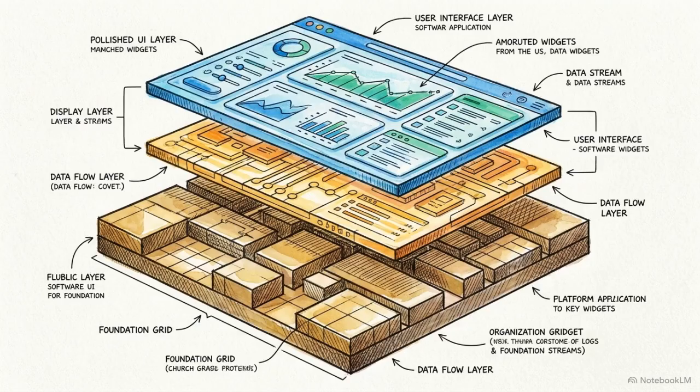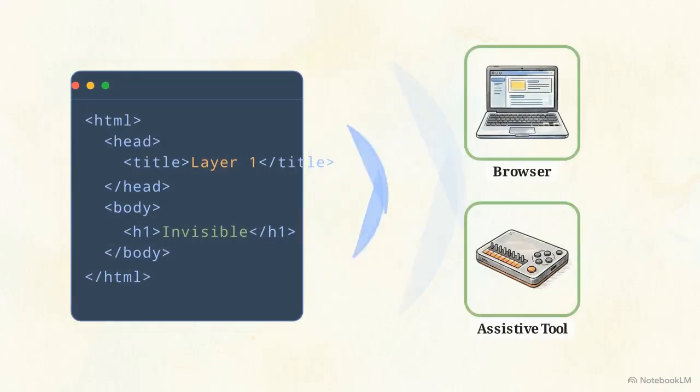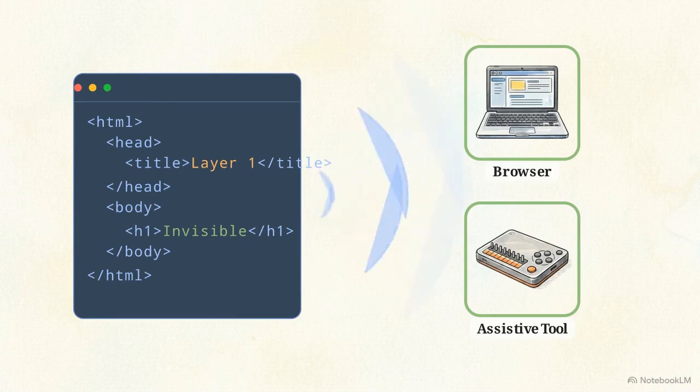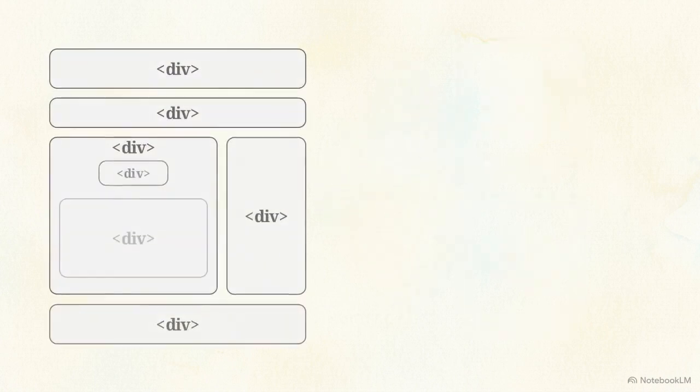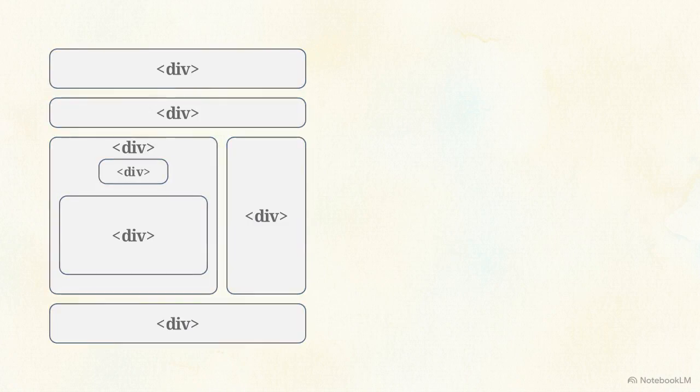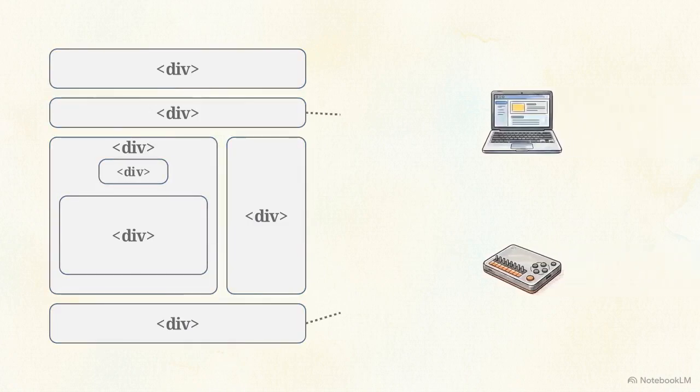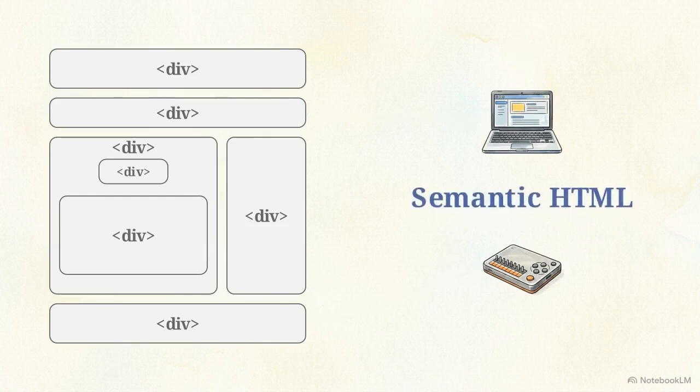The deepest layer of any application lives entirely out of sight from the end user. This underlying HTML markup communicates directly with browsers and assistive tools. If you build a user interface entirely out of generic div tags, you give the browser a page full of identical, meaningless boxes. Assistive software like screen readers cannot distinguish a navigation bar from a footer.